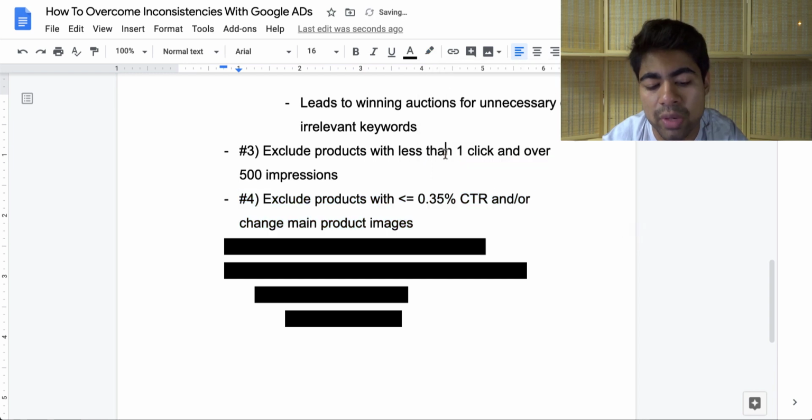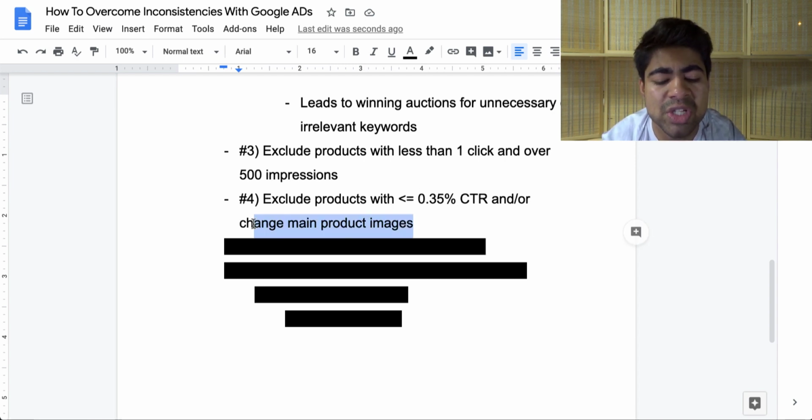Now let's move on to number 4, and that is excluding products with less than or equal to 0.35% CTR and/or changing the main product image. So these specific 2 options, you can either just exclude the product if you really believe that the product with a lower amount of CTR than this number right here is not going to sell, or if you have some kind of faith in that product, or you run a branded store where you only have one product on the store and you really need to make it work.